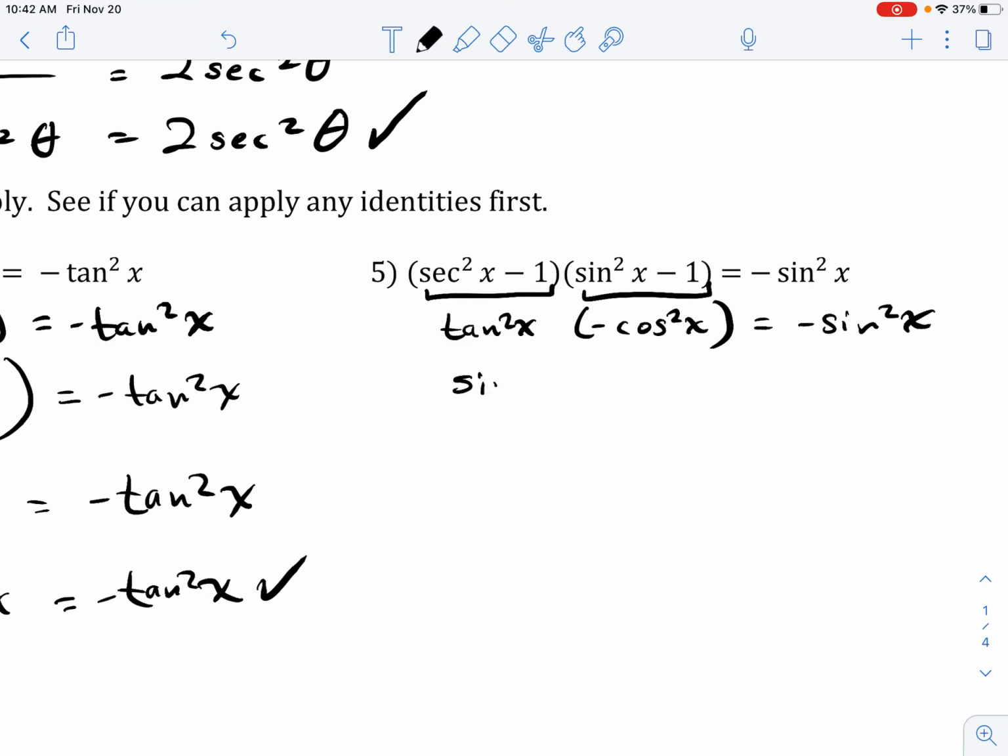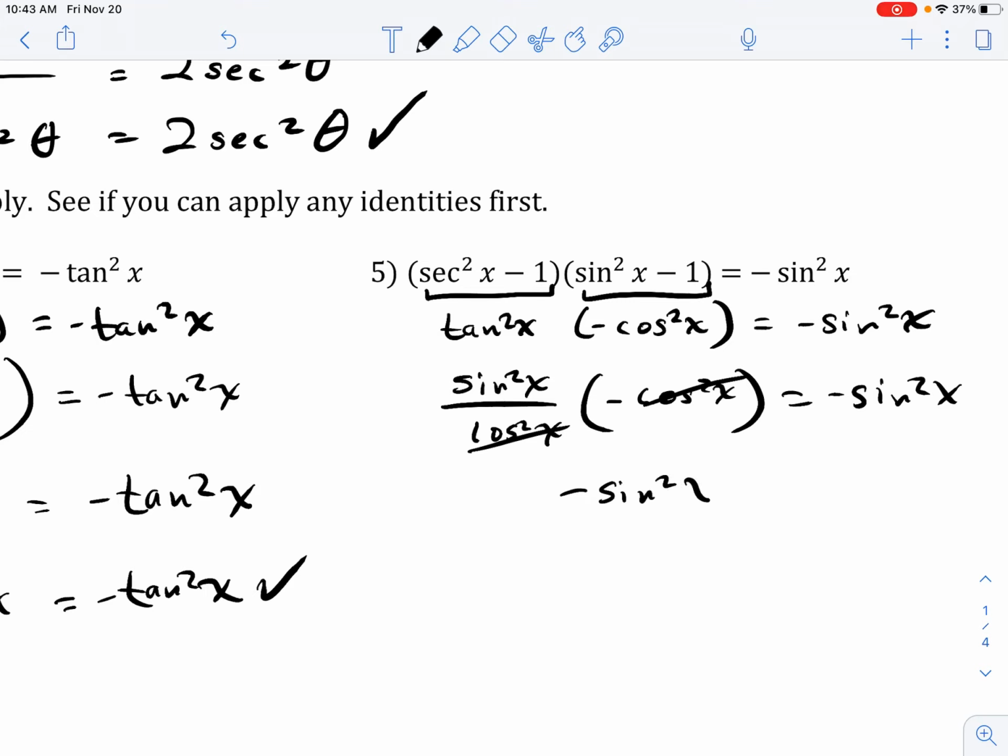So this is going to be sine squared x over cosine squared x. And then that would be equal to negative sine squared x. Divide this out with this, and you're left with just the following there. And we're all done. All right.